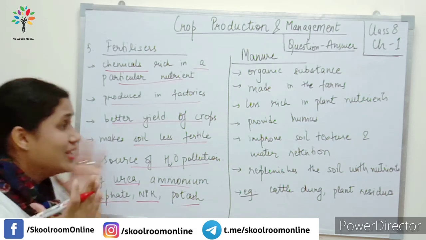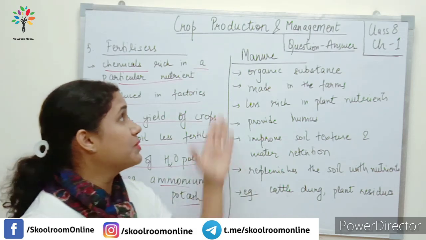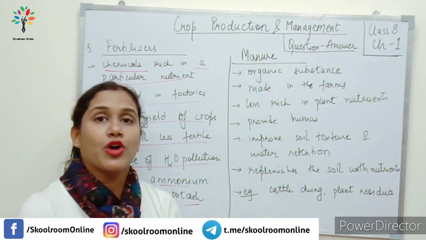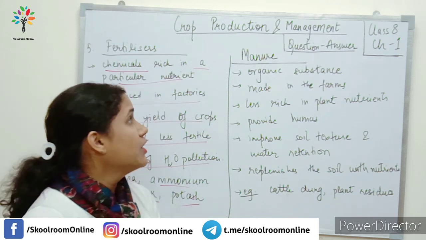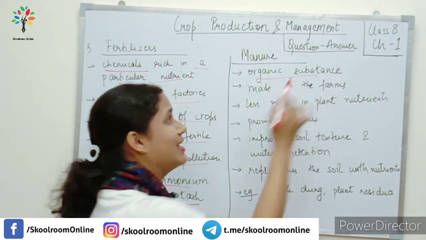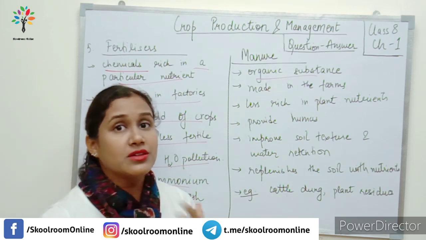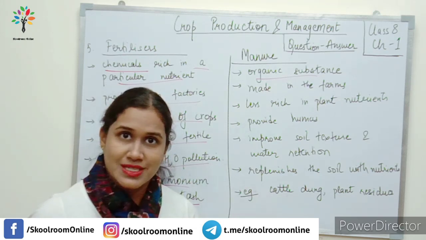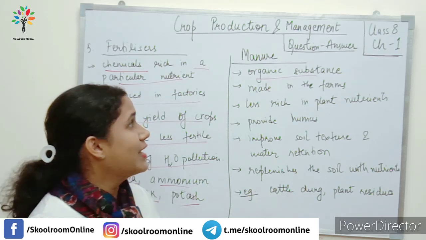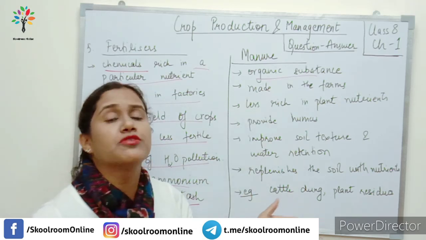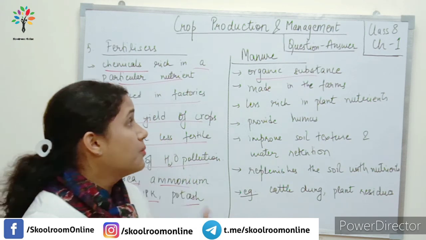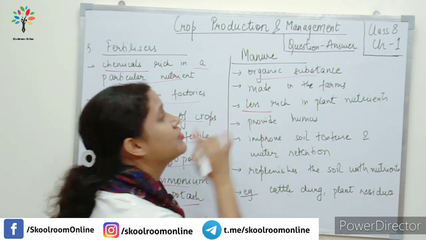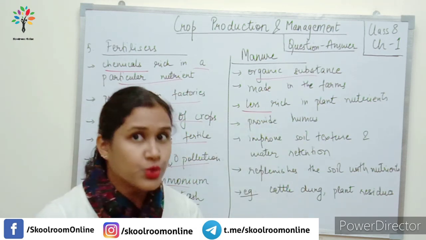Okay, now let's look at some of the points that you must keep in mind while writing the points for manure. Okay, now manure is an organic substance which is made by the decomposition of plants and animal waste, right? So it is totally organic and it can be easily made by the farmers in their farms, but it is less rich in the plant nutrients.